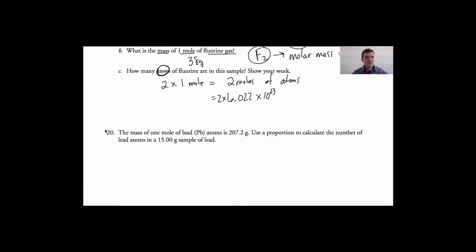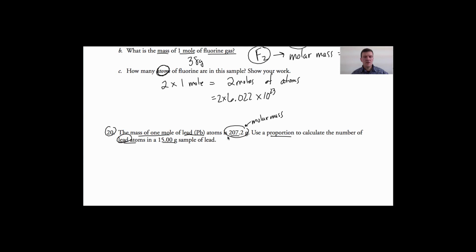Okay, last one, number 20. We have the mass of 1 mole of lead is 207.2. That must be its molar mass. We are told that that is the mass of 1 mole. Use a proportion to calculate the number of lead atoms, still lead, in a 15-gram sample of lead.